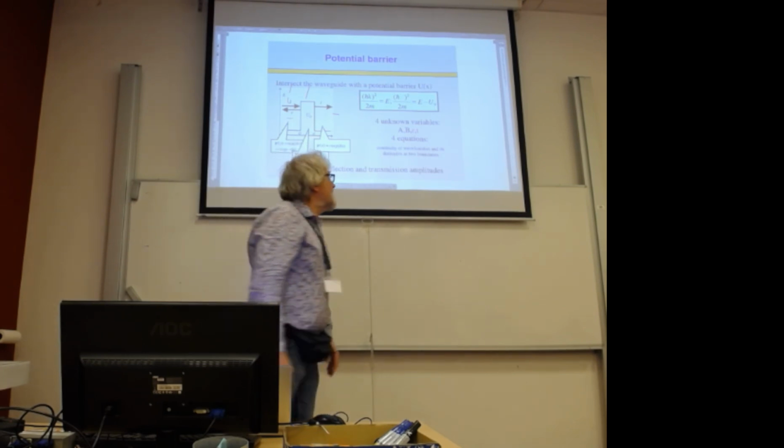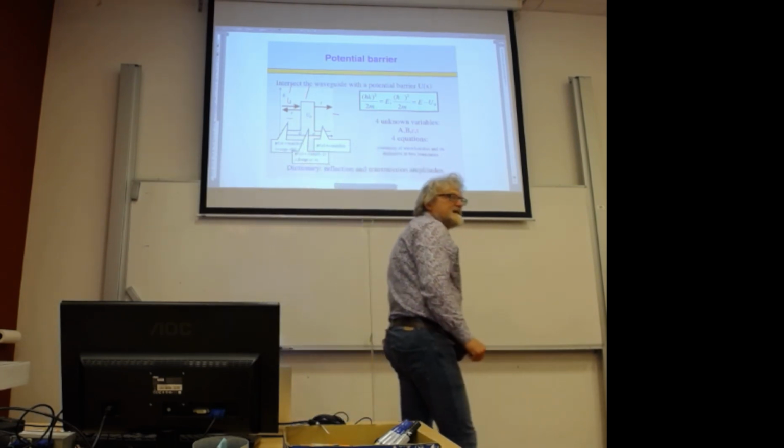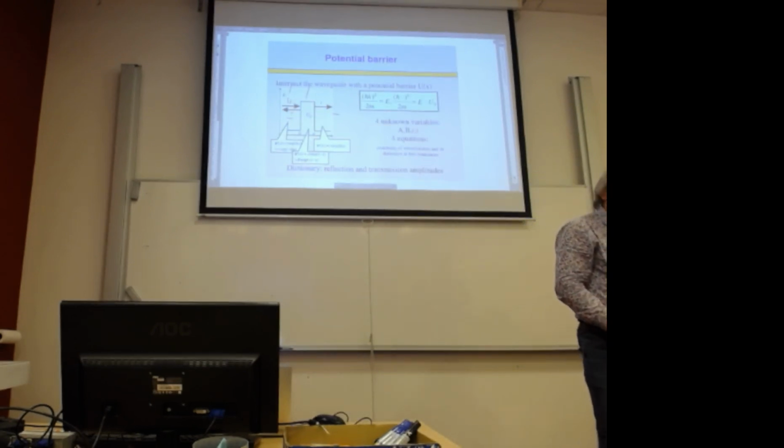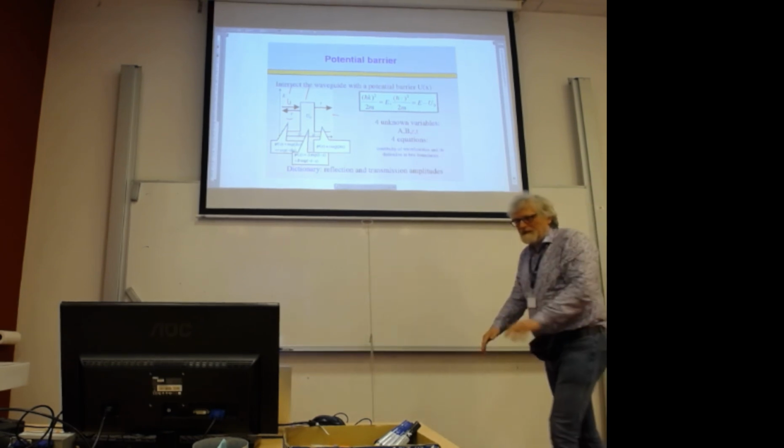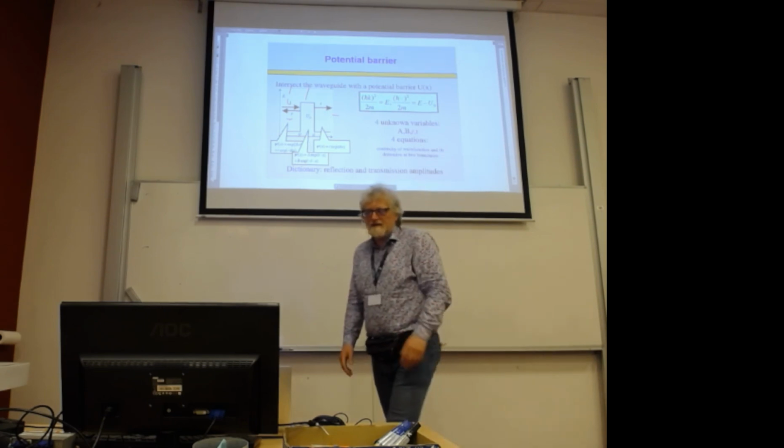And something happens in this barrier. If it is a constant potential, we can solve the equations with two boundary conditions. What are the boundary conditions? Continuity of the wave function and its derivative. There are two of them, so we have 4 equations for 4 unknown variables. We solve for all these unknown variables.